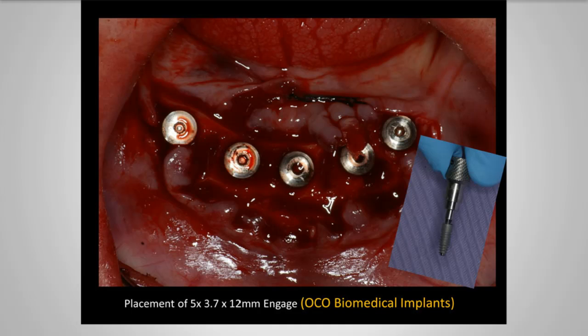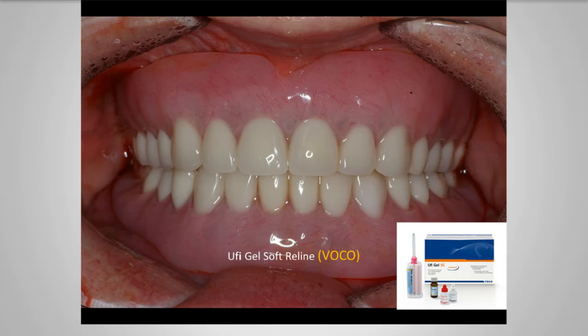Notice I reflected a full flap, leveled the bone, placed the implants, and then I grafted the areas where there were still some voids, resutured this patient, and utilized the Ufi Gel Soft Reline from Voco America. We allow this area to heal.